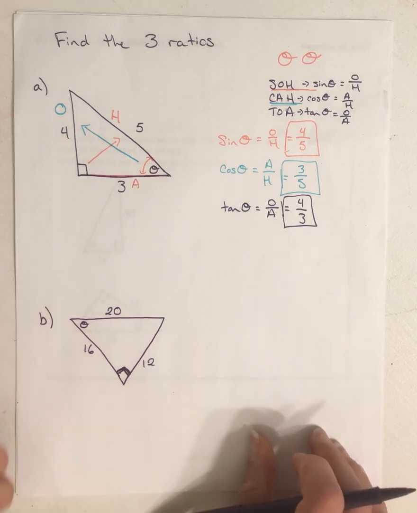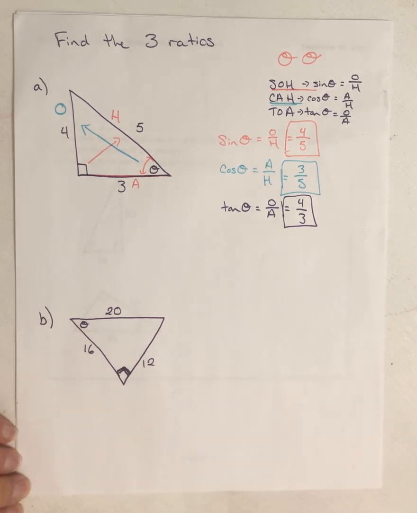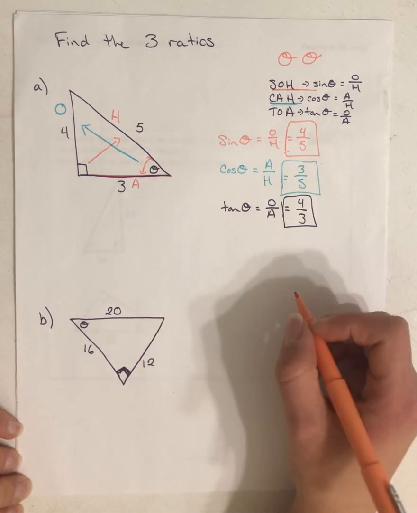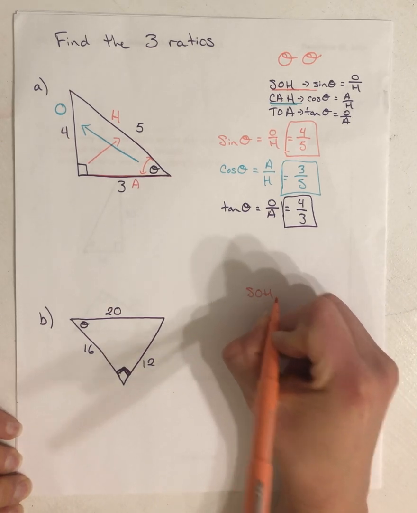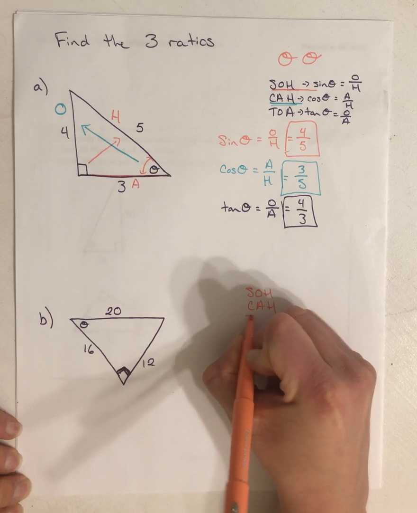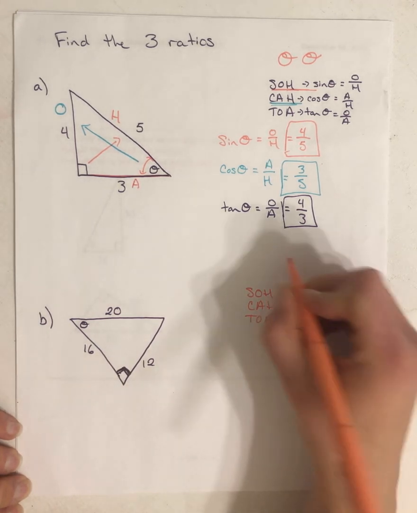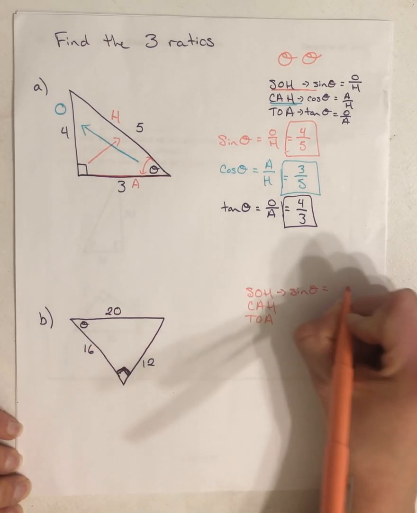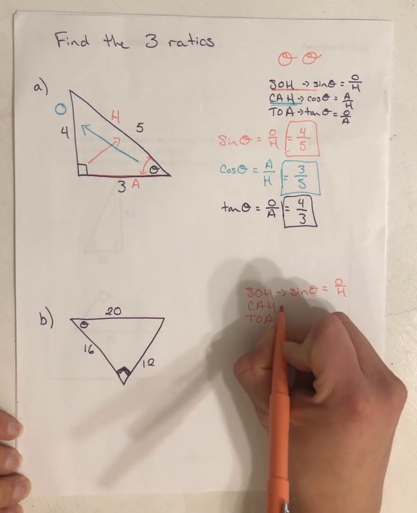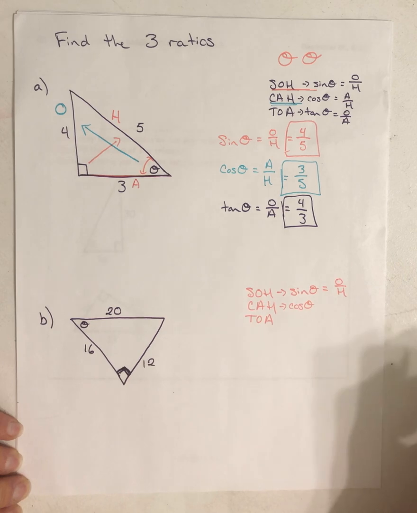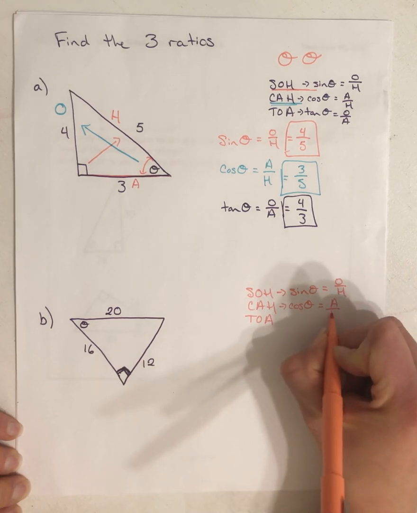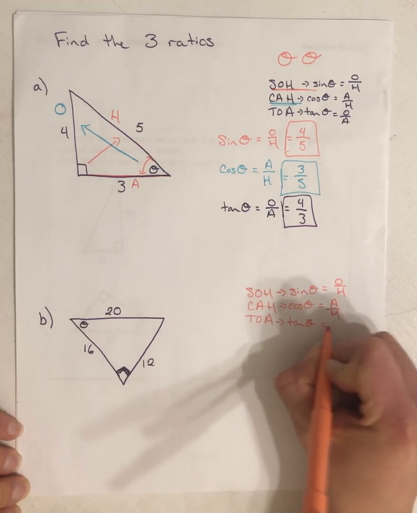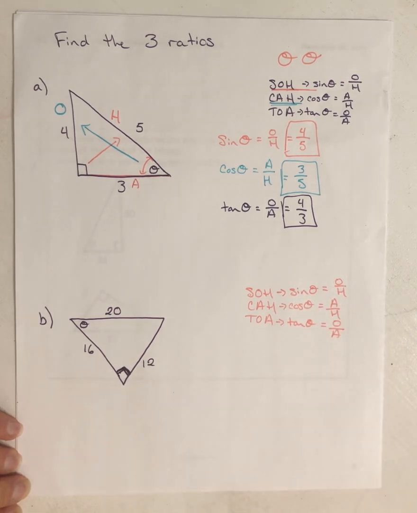Okay, so let's take a look at our second one. I know it's a terrible picture, I understand. The very first thing is I would probably write my SOH CAH TOA, right? This is going to help me remember. And then I'm going to break it down: sine is the S, opposite over hypotenuse. Our cosine theta is equal to adjacent over hypotenuse. And then our T stands for tan, and this is opposite over adjacent.